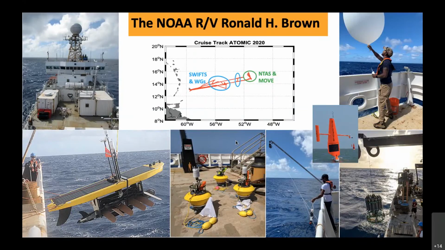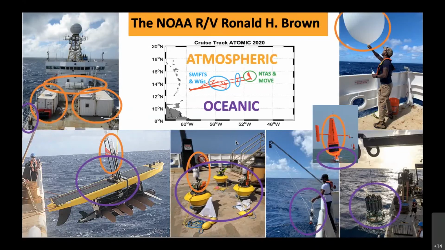Then on the left there, on the upper left, you can see instruments on the Ron Brown. There are 2 vans for aerosol measurements, another van for the cloud radar, and a Doppler LiDAR. The lower left is a wave glider. It's powered by the ocean waves moving up and down through those slots there.